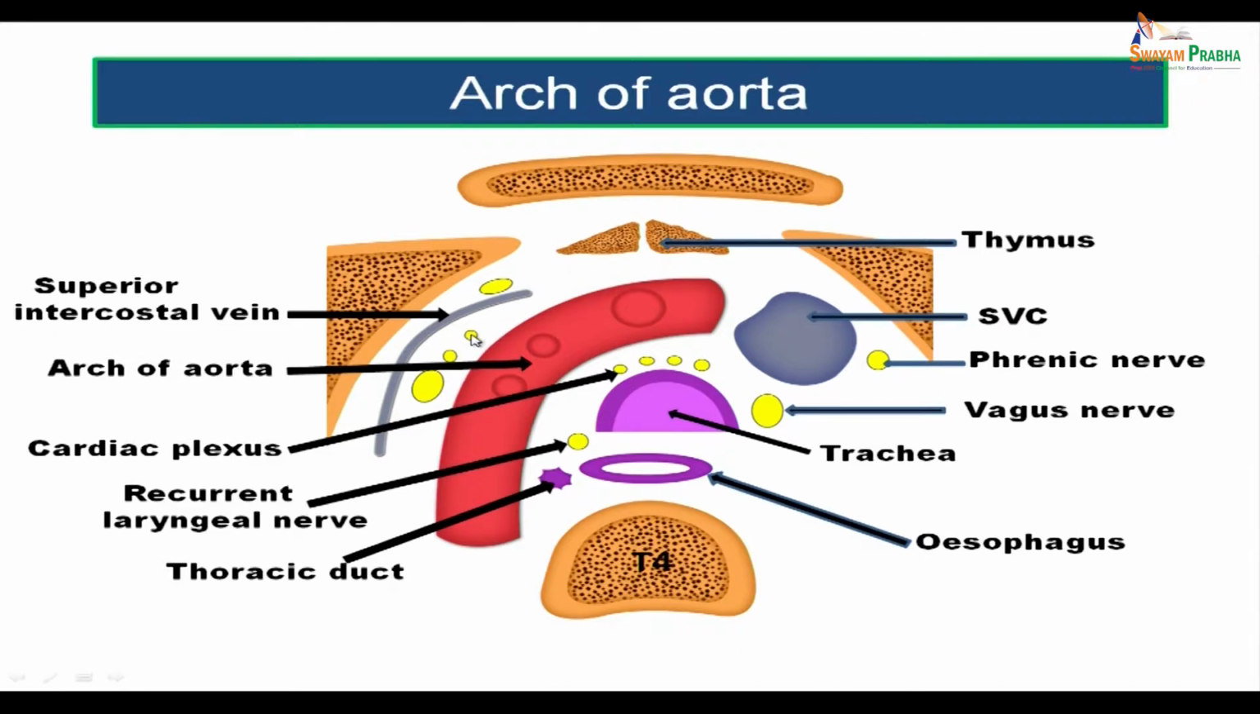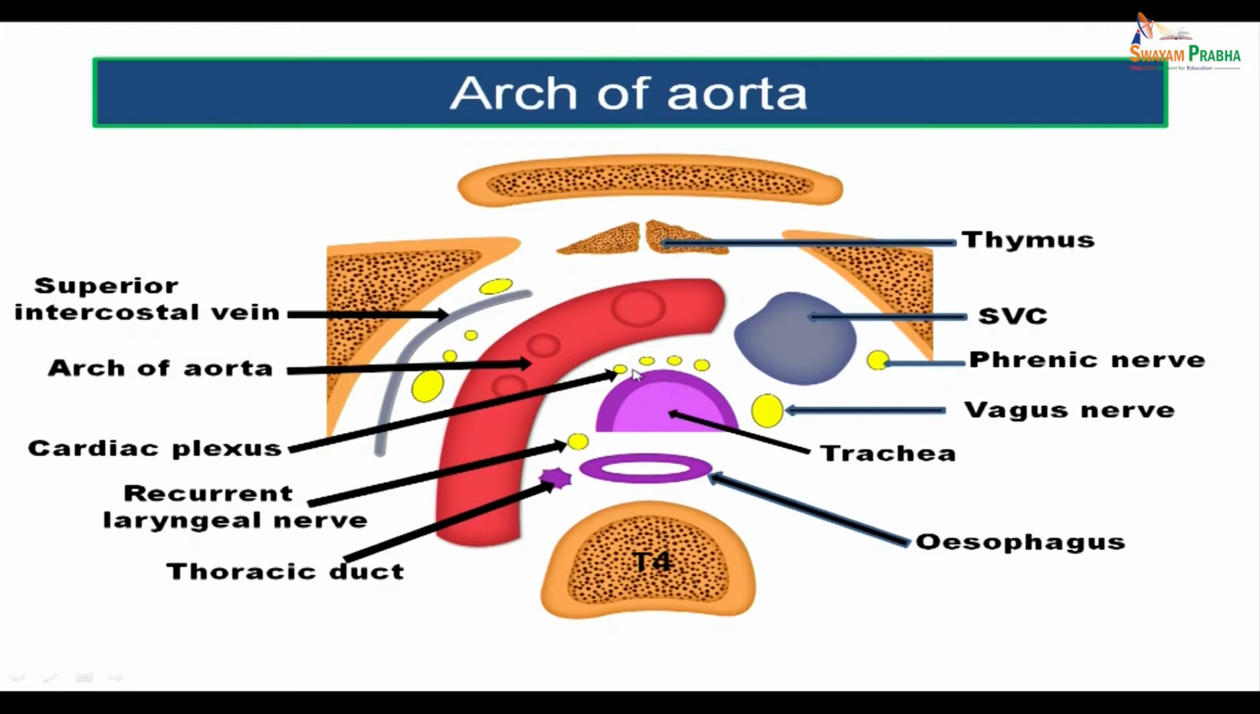The anterior one is the cervical cardiac branch of the vagus, that is the inferior cervical cardiac branch of the vagus. The posterior one is the superior cervical cardiac branch of the superior cervical sympathetic. These will go into formation of the superficial cardiac plexus.